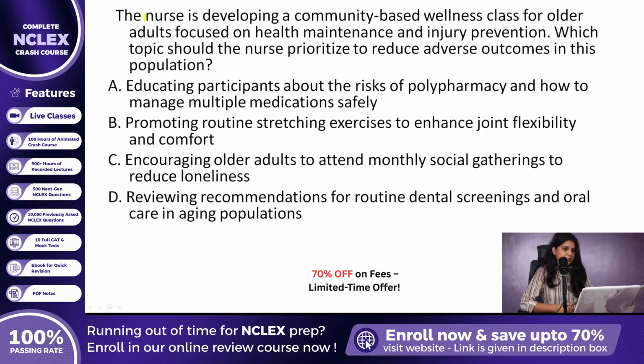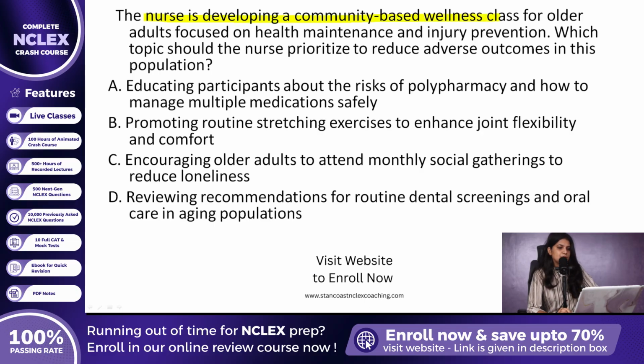Here's the next question. The nurse is developing a community-based wellness class for older adults focused on health maintenance and injury prevention. Which topic should the nurse prioritize to reduce adverse outcomes in this population? Let us examine each option to identify the most effective and urgent priority.